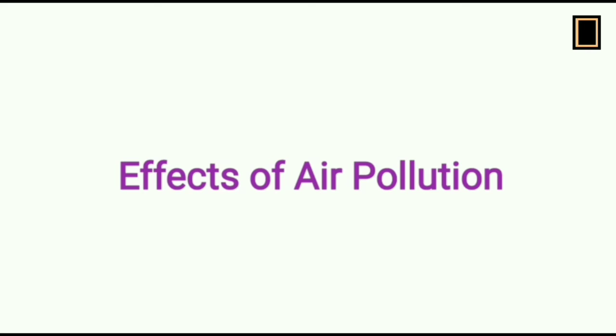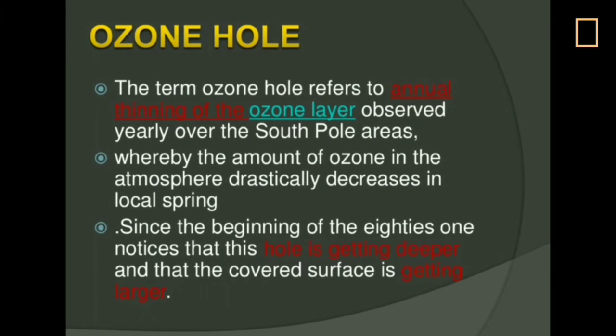The major effects of air pollution are the ozone hole. The ozone hole refers to the annual thinning of the ozone layer observed yearly over the South Pole areas. Generally, on Antarctica, scientists have examined that the ozone layer is getting thinner and thinner due to the emission of different atmospheric pollutant gases, mainly CFC, or chlorofluorocarbons. These chlorofluorocarbons are emitted from refrigerators, air conditioners and other home appliances used in domestic sectors.